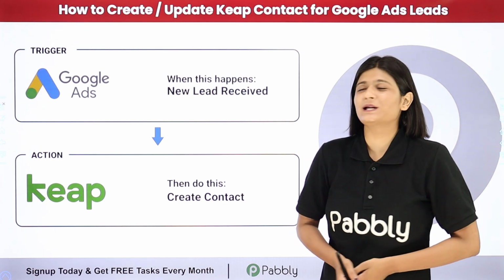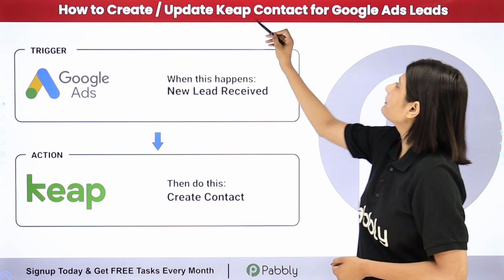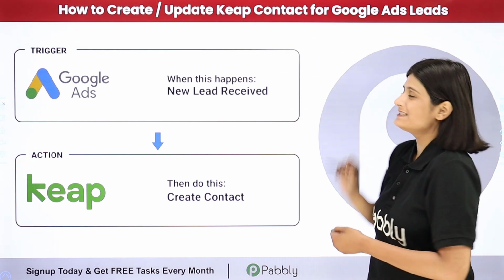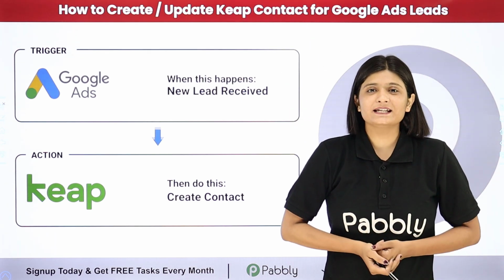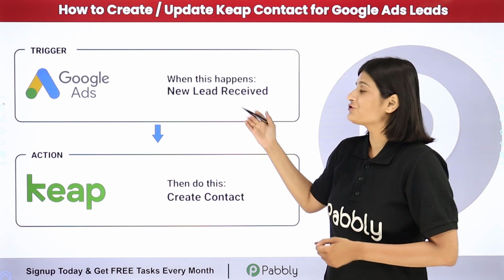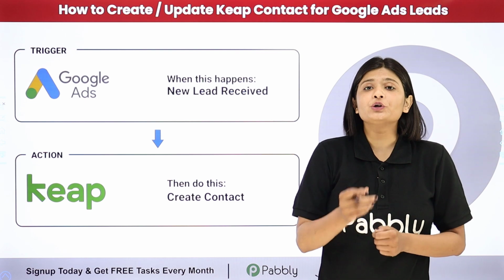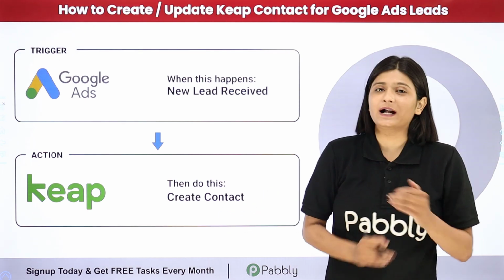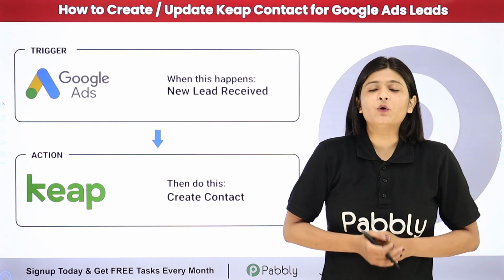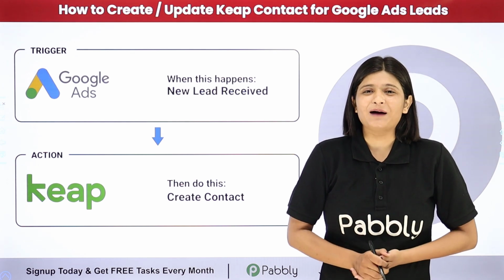So in this video, we are going to learn how to create, update, Keap contact for Google Ads leads. Let's suppose my sales team is using Google Ads to promote a specific product, and whenever someone fills the form, we want to create a contact in Keap automatically. As we completely want to automate this process, we are going to use Pabbly Connect.